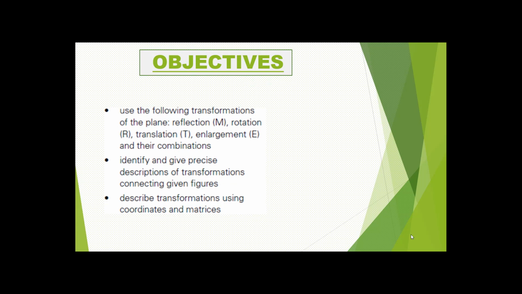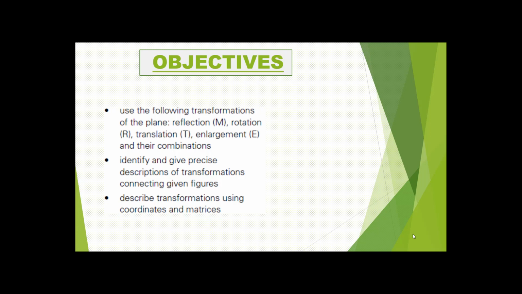Students, as I told you earlier, the different objectives that we have to attain in this topic are: number one, use the following cases of transformation: reflection M, rotation R, translation T, enlargement E and their combinations. Number two, identify and give precise descriptions of transformations connecting given figures. And number three, describe transformation using coordinates and matrices.